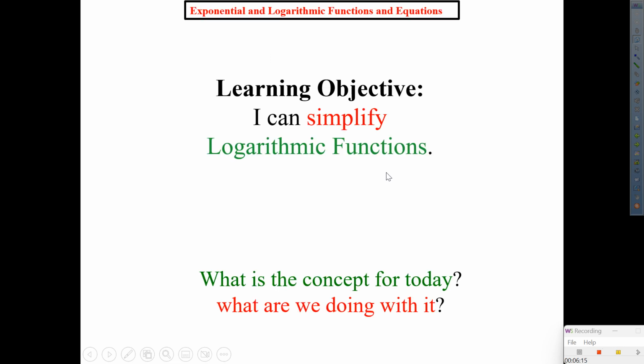Anyways, copy your deck, get a Cornell note ready. Give you some time for that. Turn in your stuff. Go. All right, here we go. Put away your electronic devices. Our objective for today, I can simplify log functions. Tell your neighbor the definition for logs. They should know by now.